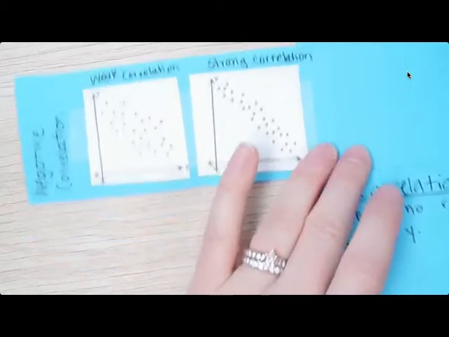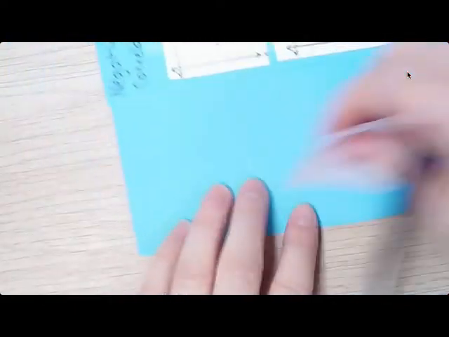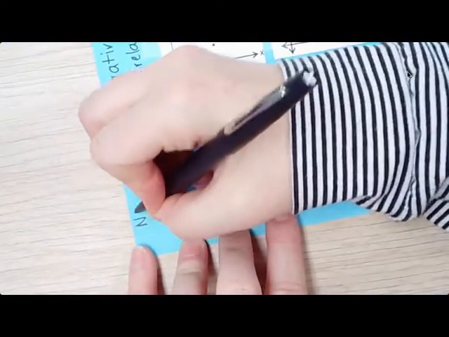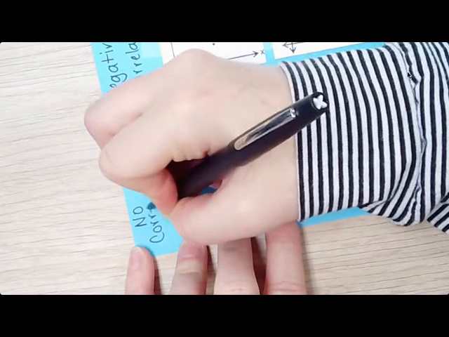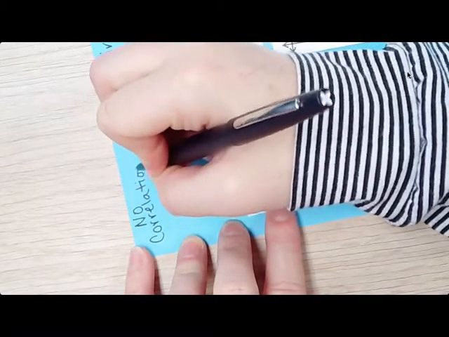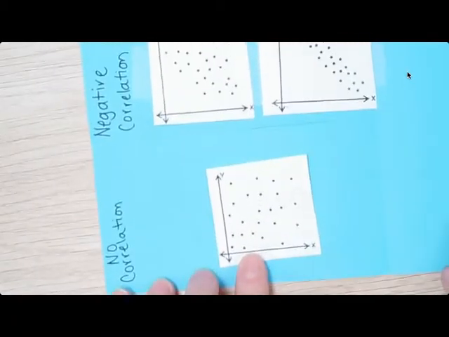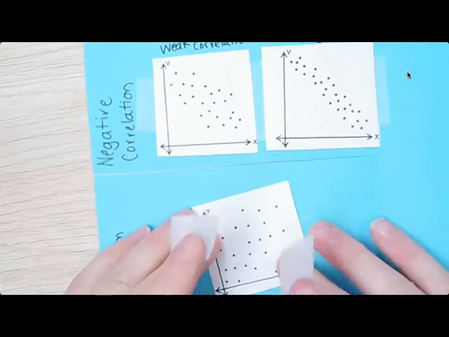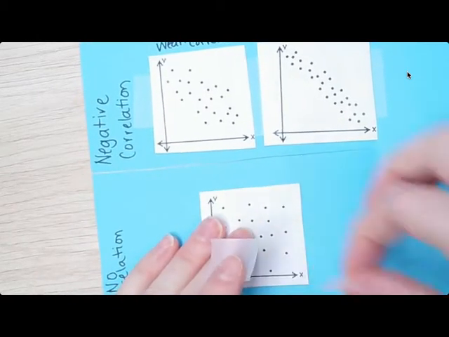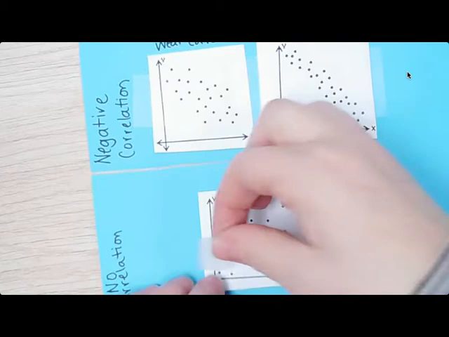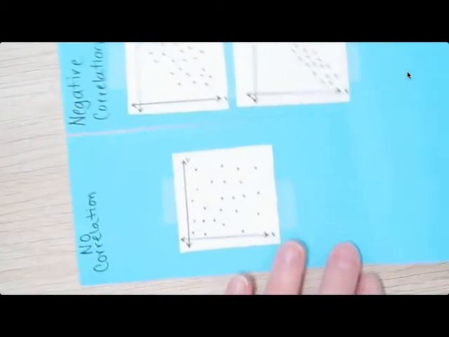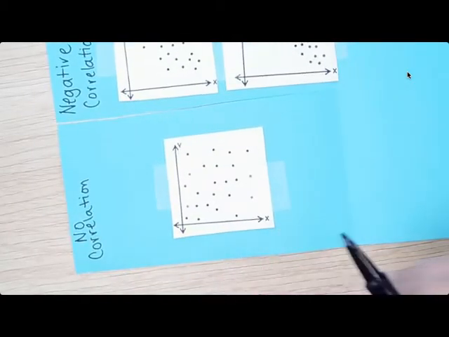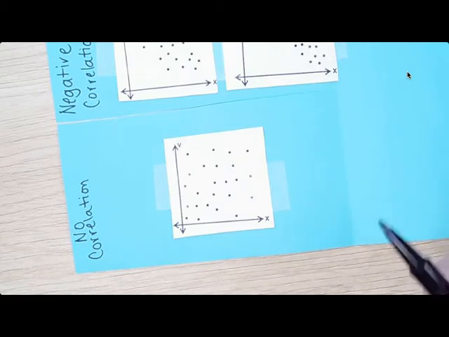Okay, and then no correlation is the last graph that we have left. I'm going to write over here, no correlation. So that's our scatter plot that has no relationship at all. It's just points everywhere. There's no pattern of any sort. So it doesn't have weak or strong. It's just no correlation at all.